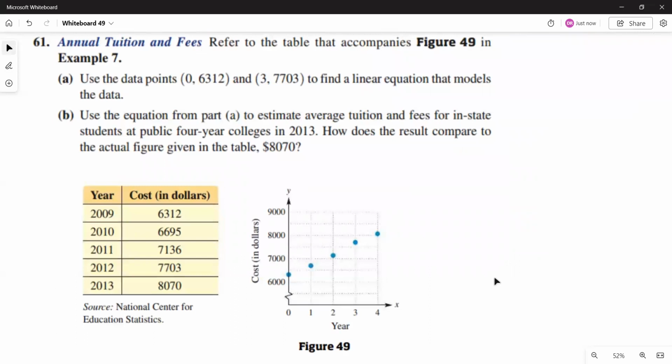Okay, so refer to the table that accompanies figure 49 in example 7. For this matter, we can read this example to know what they are talking about, to have some context.